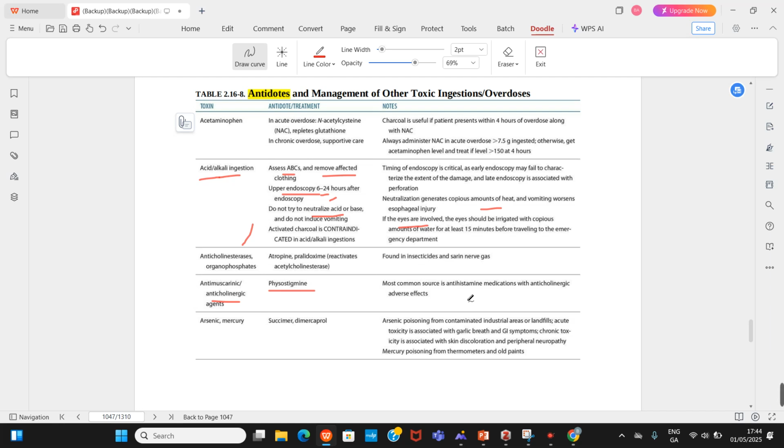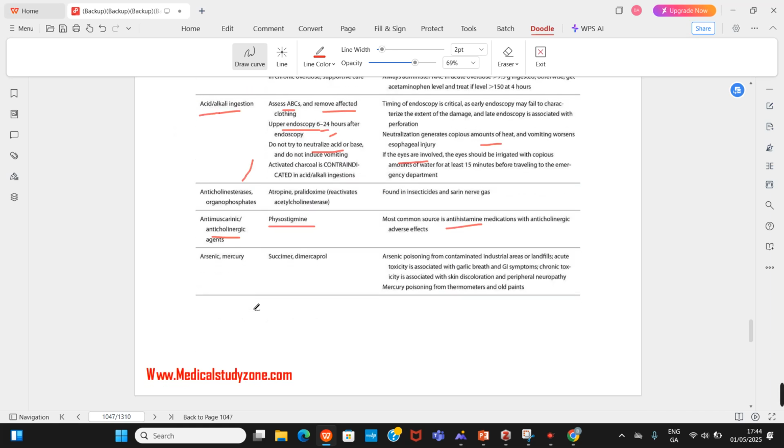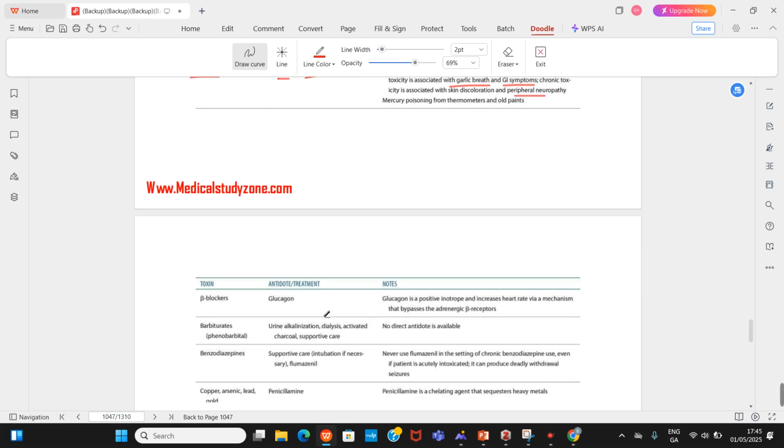So watch out for antihistaminic drugs, very common, because most of them have anticholinergic activity, so they can be the cause of anticholinergic toxicity. Arsenic toxicity is also common. They just tell us that the person is working maybe in an industrial area, taking water from a pipe, or working in landfills, and suddenly starts developing garlic breath, nausea, vomiting, diarrhea, dermatitis, peripheral neuropathy. Think about arsenic poisoning. I want to consider giving succimer or dimercaprol, depending on the level.